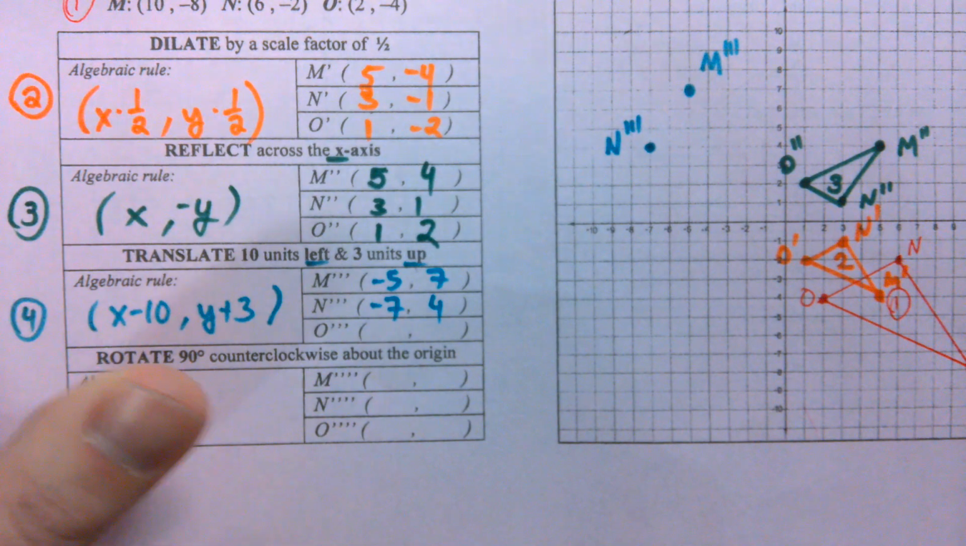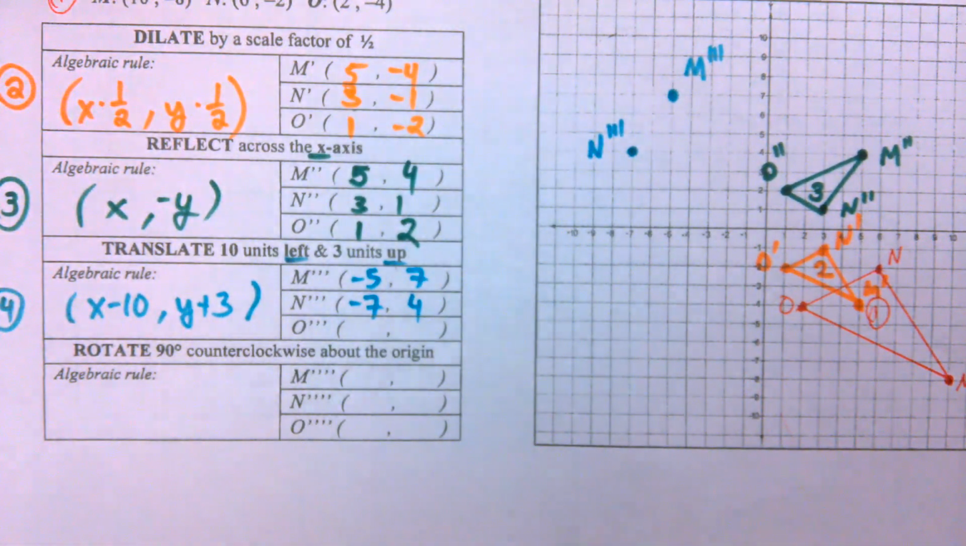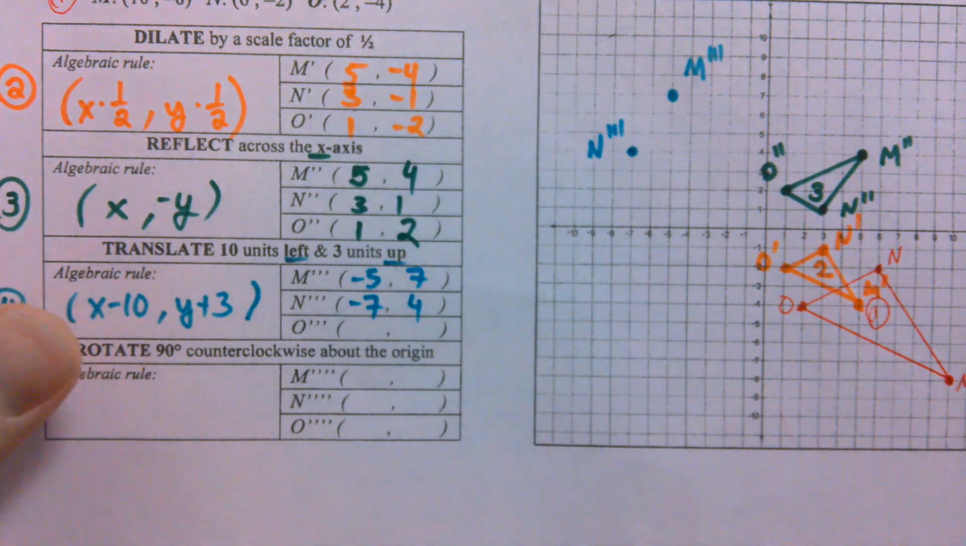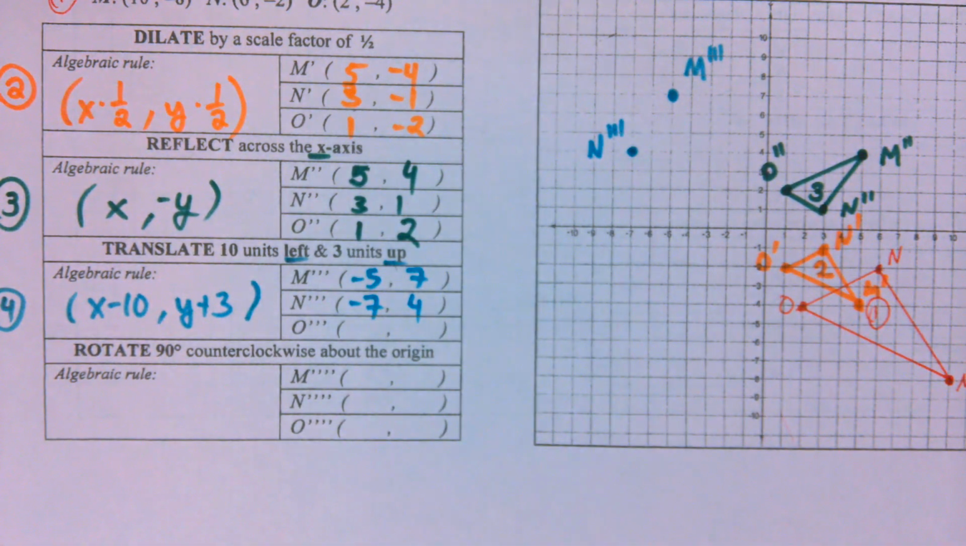Now we're in triple prime. Is that right? Yeah, that's right. Okay, wait, hold on. For N triple prime, you got negative 7. Okay, yeah, that's because we didn't go 3 spaces up, that's all. So you just slid it 10 units to the left. We've got to also do 3 spaces up. Oh. Yeah, it's all right. Happens all the time.